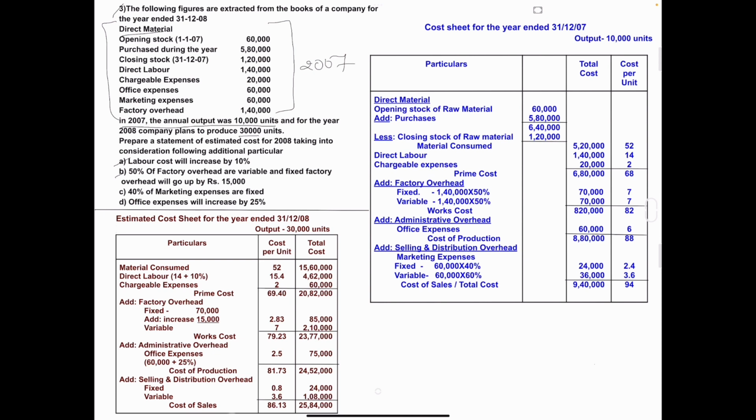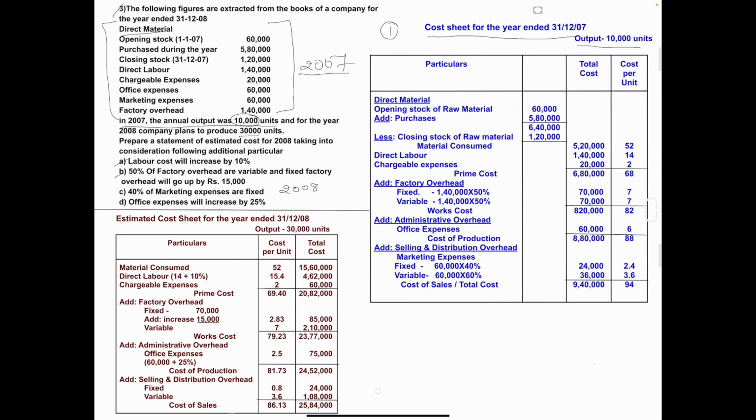In this type of problem, we have to prepare two cost sheets. One is the cost sheet for the year 2007 and the other is the cost sheet for the year 2008. So we'll start the solution. Cost sheet number 1. Cost sheet for the year ended 31st December 2007. In 2007, the output is 10,000, so I have written here output 10,000 units. Columns: particulars, total cost and cost per unit.